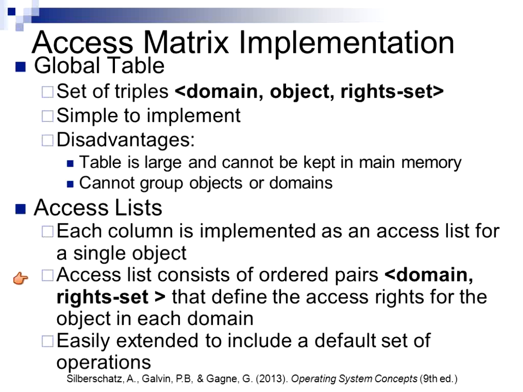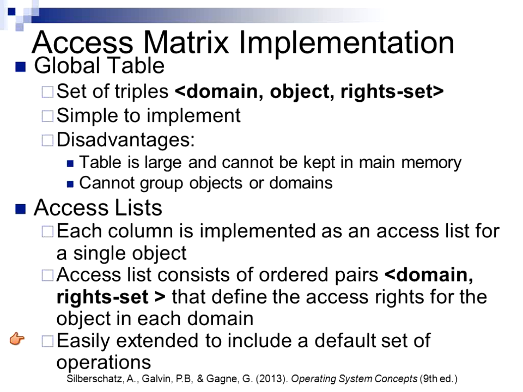So now we can say, okay, for this object, what are all the domains that can access this object, and what are the rights that the processes have in these domains? And it's very simple. We can just look at the access list for that one object and know the answer to that question.